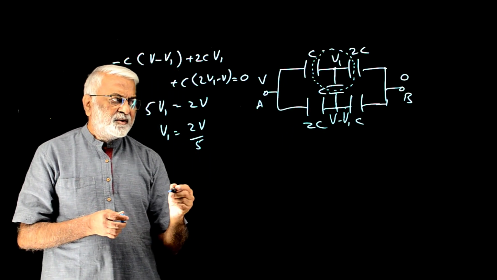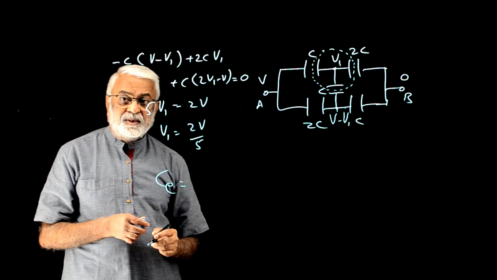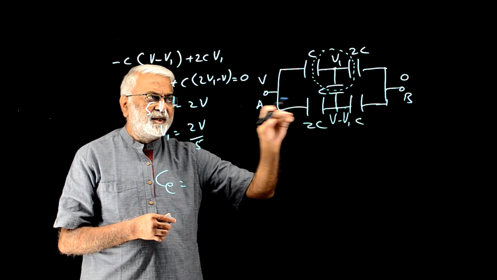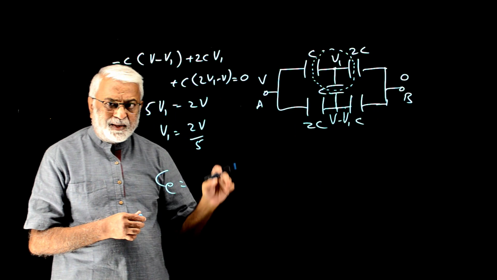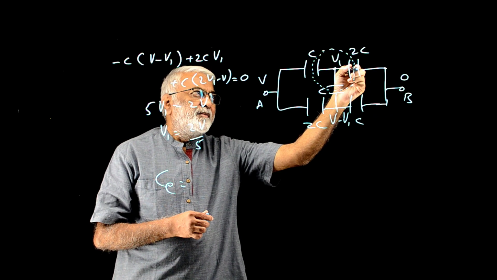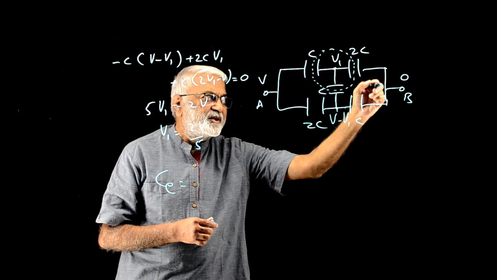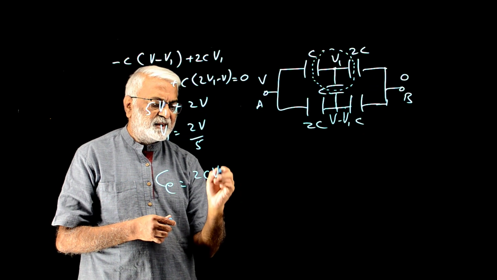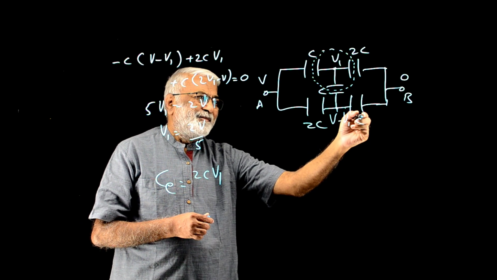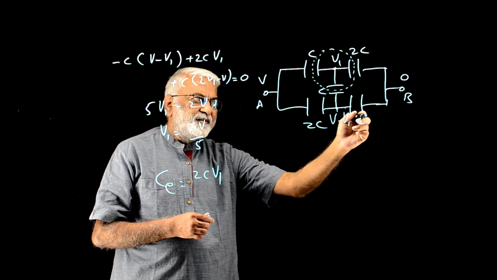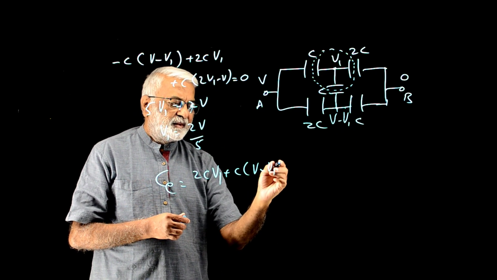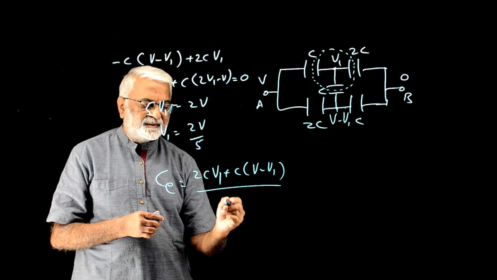Once you got this, what is C effective? C effective would be the charge that has flown through terminal A or the charge that has flown out through terminal B. So whatever charge enters A leaves through B, and B is a little more convenient because there is 0 potential here. What is the charge on this now? Minus 2CV1. That's because 2CV1 is left through this path. That is 2CV1 through this, and then this is V minus V1, so this is minus C into (V minus V1), because C into (V minus V1) is left that path, that by V.